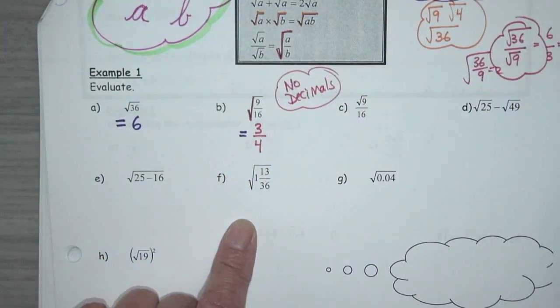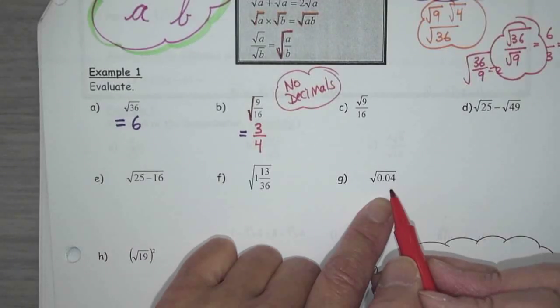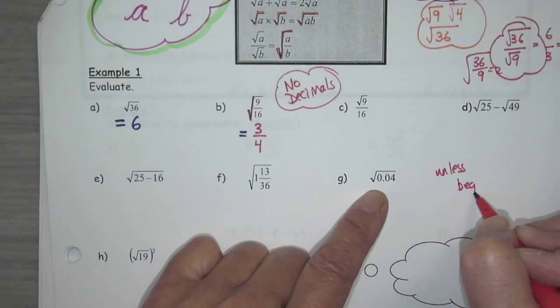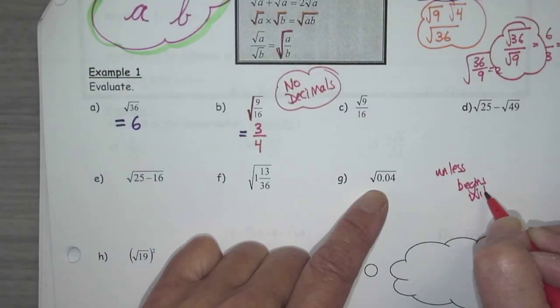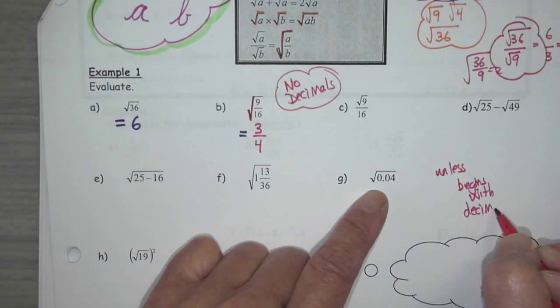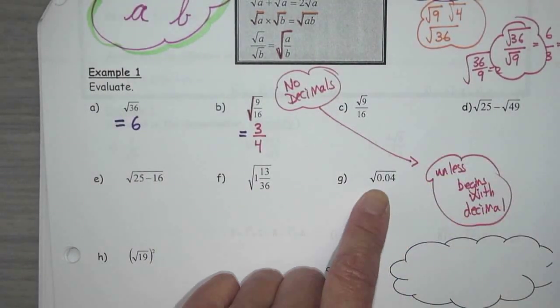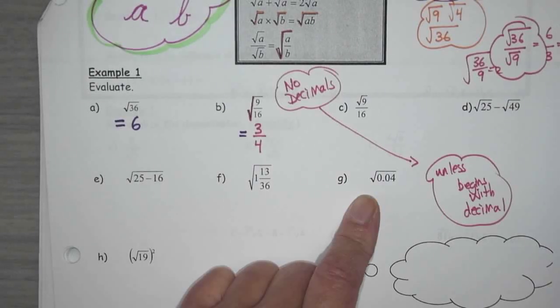So all fractions, so no decimals, please. Okay, unless it begins with a decimal. Does that make sense, right? So no decimals unless it begins with a decimal. So this one, yeah, I gave you a decimal, so you can keep it decimal.